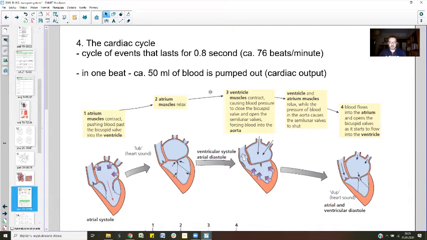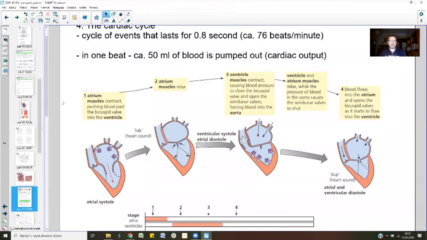Therefore, we say that heart muscle contraction is myogenic, so generated inside the muscle tissue without the necessity of any nerve impulse. Of course, nerve impulses modulate the heart rate, increasing or decreasing it depending on the demand. However, the origin of contraction is within the heart. Okay, let's take a look at this illustration. This illustration starts from the contraction of the atrium.